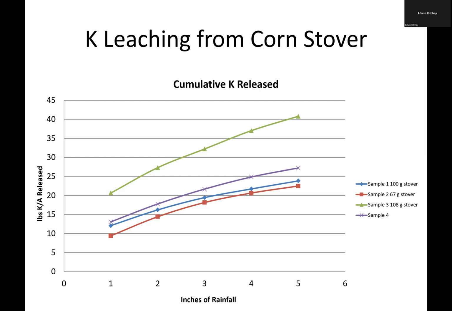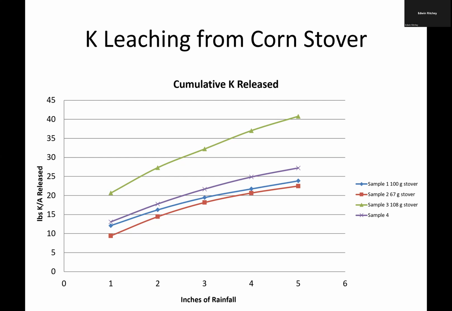So what we found, let's just look at the green bar. Our total amount contained in that stover or released from that stover was 40 pounds of K, not K2O, but K per acre. That first inch got half of it. And that's pretty much the same thing for the other 3 bars. So a little bit of rain goes a long way.